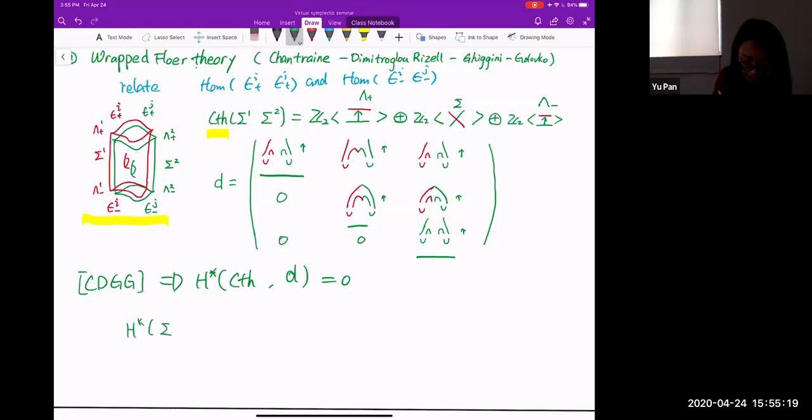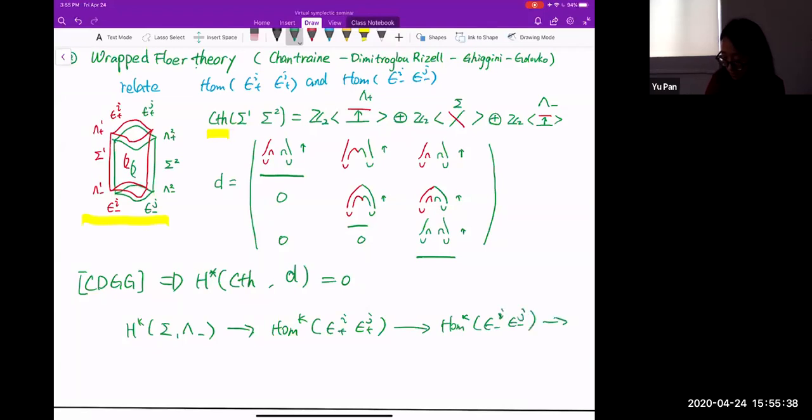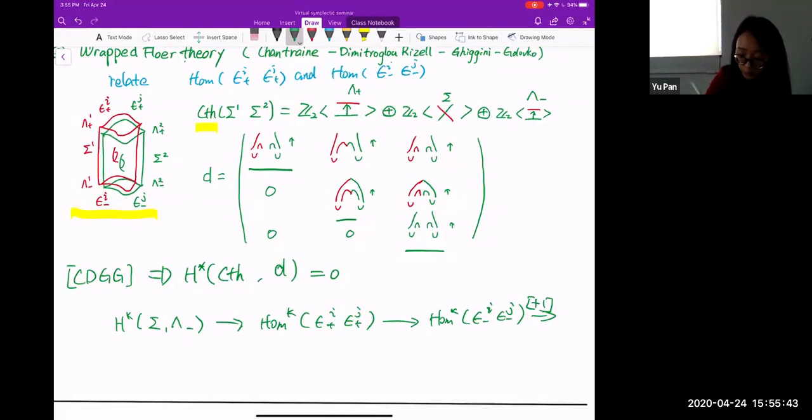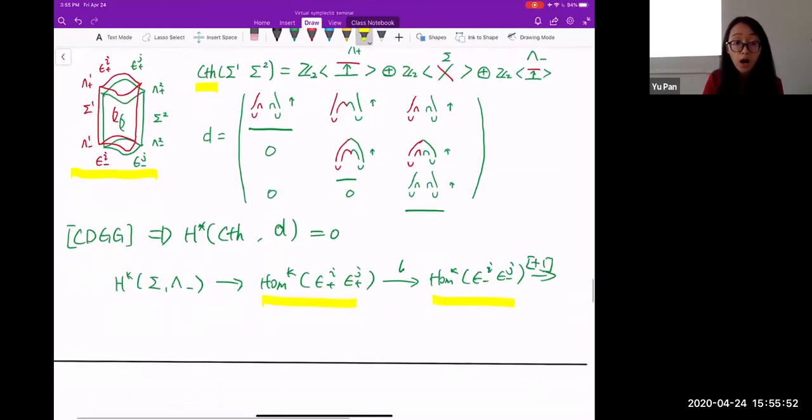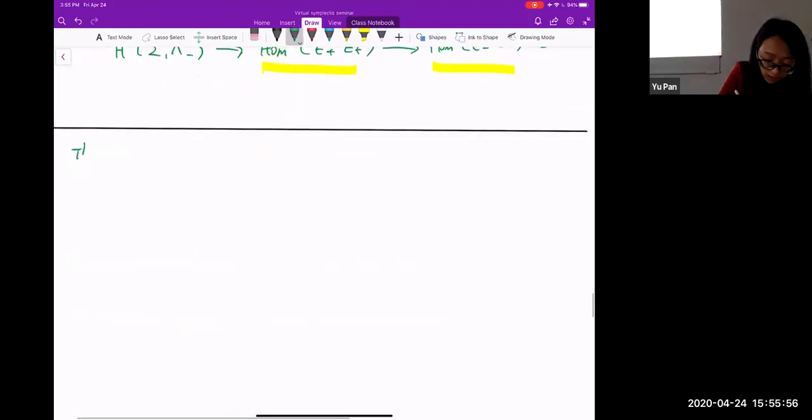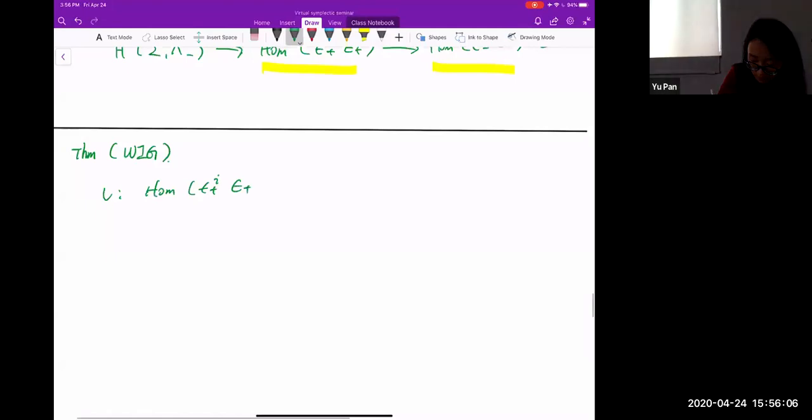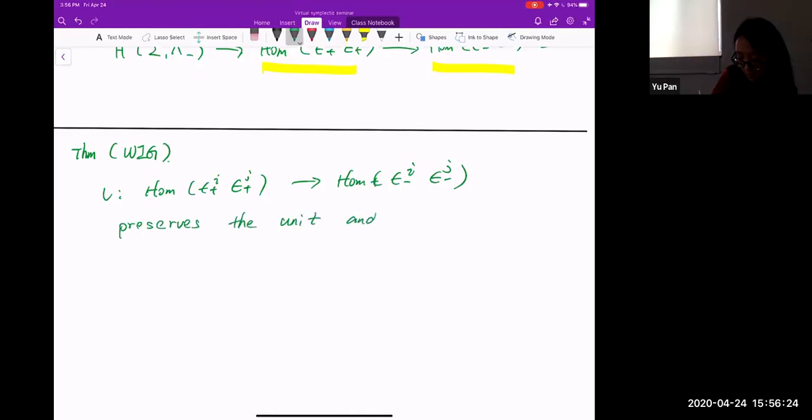The long exact sequence we get is like relative cohomology, HOM degree k of the top maps to HOM degree k of the bottom, and then keeps going. In this long exact sequence, we in particular have a map, let's call it iota, from this HOM of the top to the HOM of the bottom. What we can prove further from here is that this iota map preserves the unit and product structure.